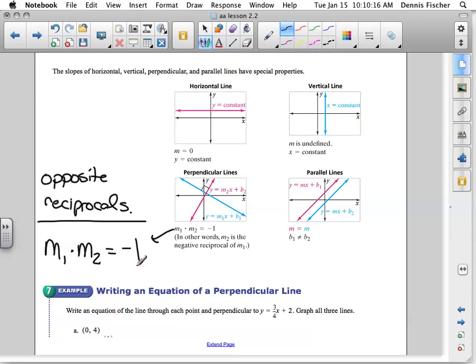Now, what are parallel lines? Two lines that never intersect in the same plane, right? How can we tell about the slopes? They have to be the same. If slopes are the same, are they parallel? Close. They can't be the same line. Slopes have to be the same, and the y-intercepts have to be different. That's to be parallel. So in other words, parallel lines, M1 has to equal M2. Slopes have to be the same, but my y-intercepts have to be different.